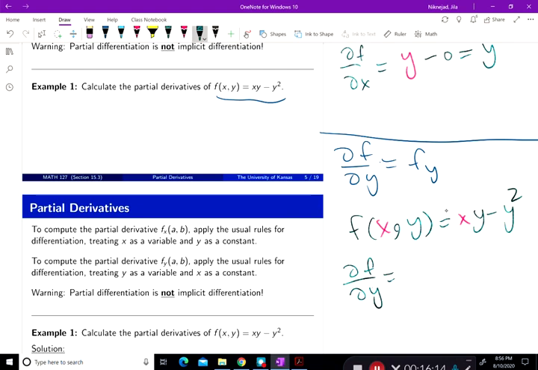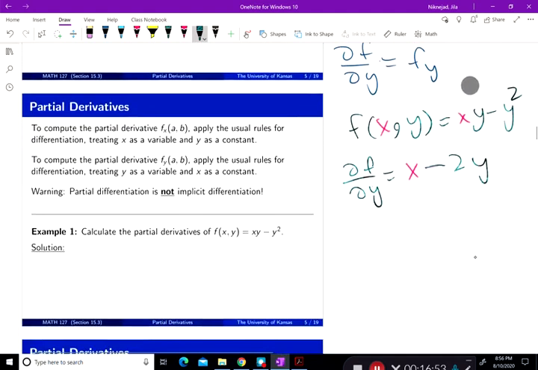Let's say x is the number 3. 3y. What's the derivative of 3y? It's 3. But there wasn't any 3. It's just x, right? So x, right? And then minus y squared. Derivative of y squared is 2y. Again, x was constant. Constant times y. What happens with a constant times a variable? The derivative of that is just that constant. And so what you got is x minus 2y.